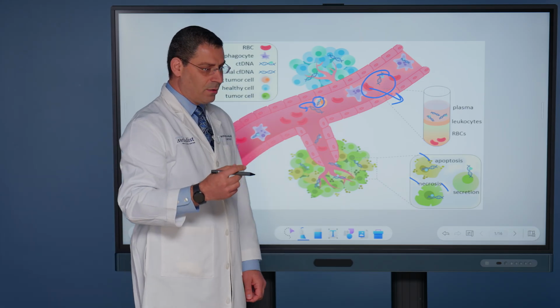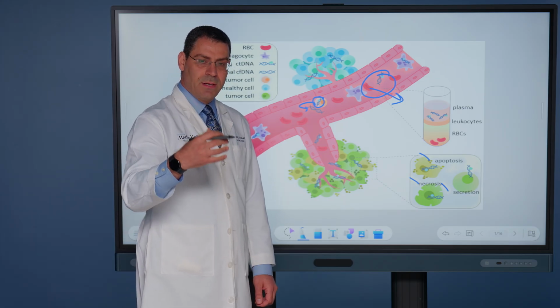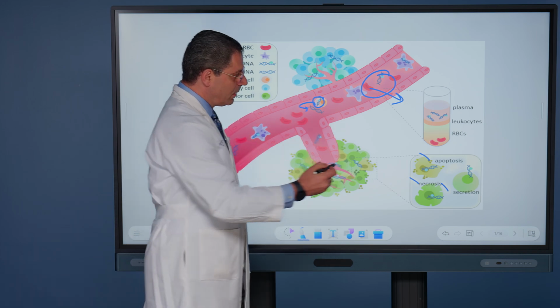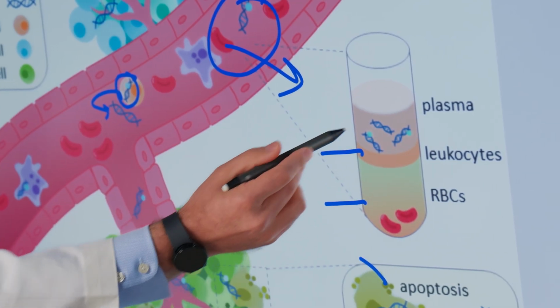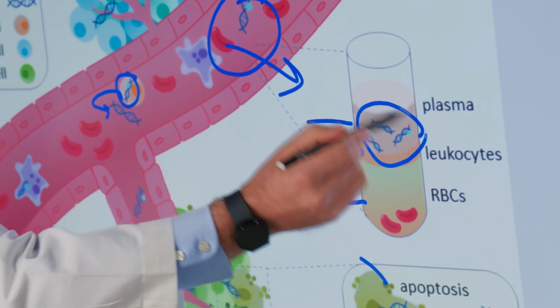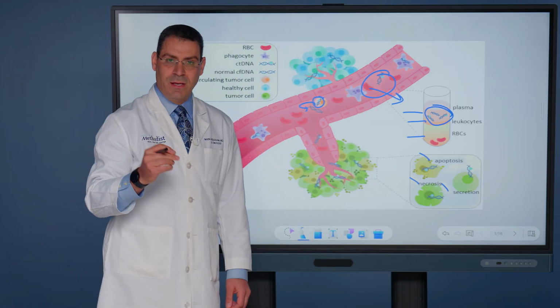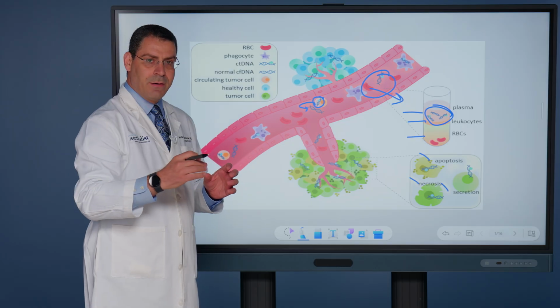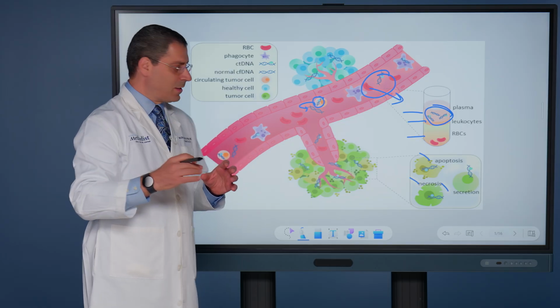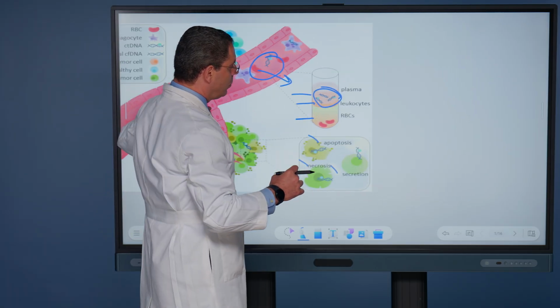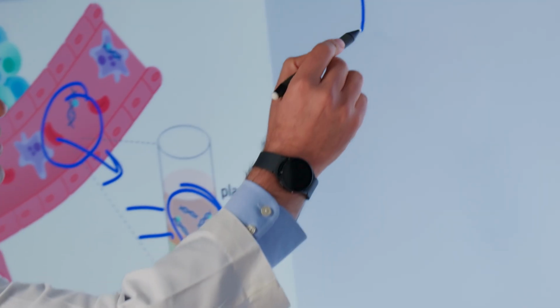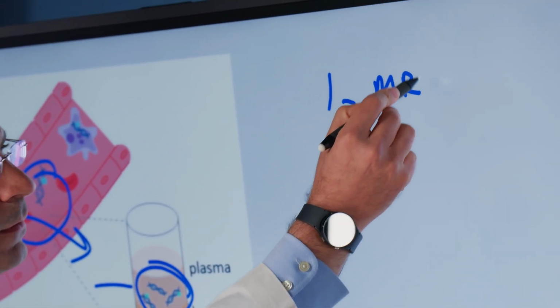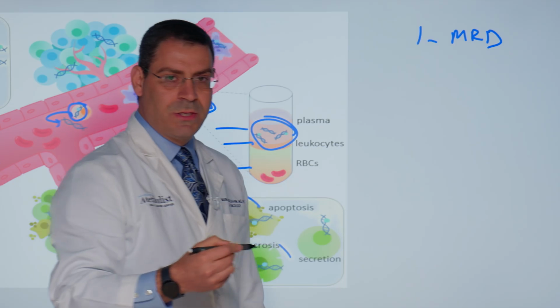With liquid biopsy, when we get the blood, we spin it down and it's separated into three layers: the RBC layer, the leukocyte layer, and the plasma layer. The plasma layer is the one that has the DNA in it. Once we get the DNA from this plasma layer, we do some analysis and testing, and that will help us to find out first MRD, which is minimal residual disease.